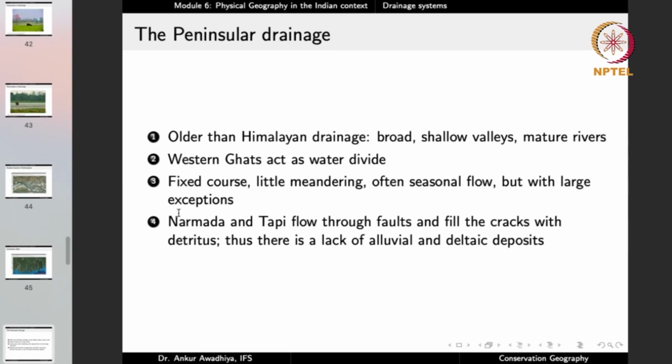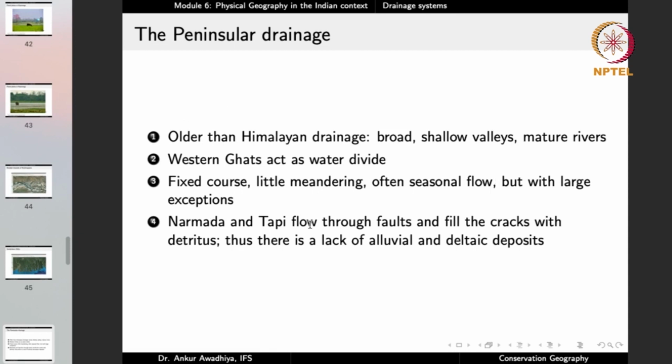But all these characteristics are with large exceptions, because there are certain areas where the rivers can change their course, where they can meander. There are certain areas where the rivers get their waters from the forest, and so they are much more perennial. So there are large exceptions, but more or less most of the peninsular drainage has a fixed course with little meandering and often a seasonal flow.